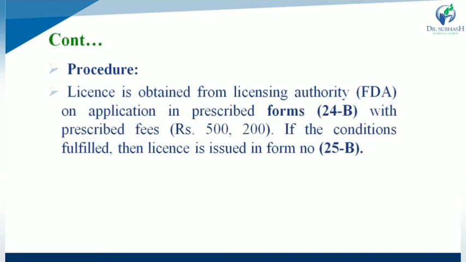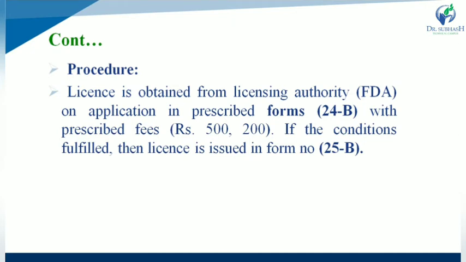What is the procedure for repacking license? The license is obtained from the licensing authority on application in prescribed form number 24B with prescribed fees of around 500 and 200. If the conditions are fulfilled, then the license is issued in form number 25B.